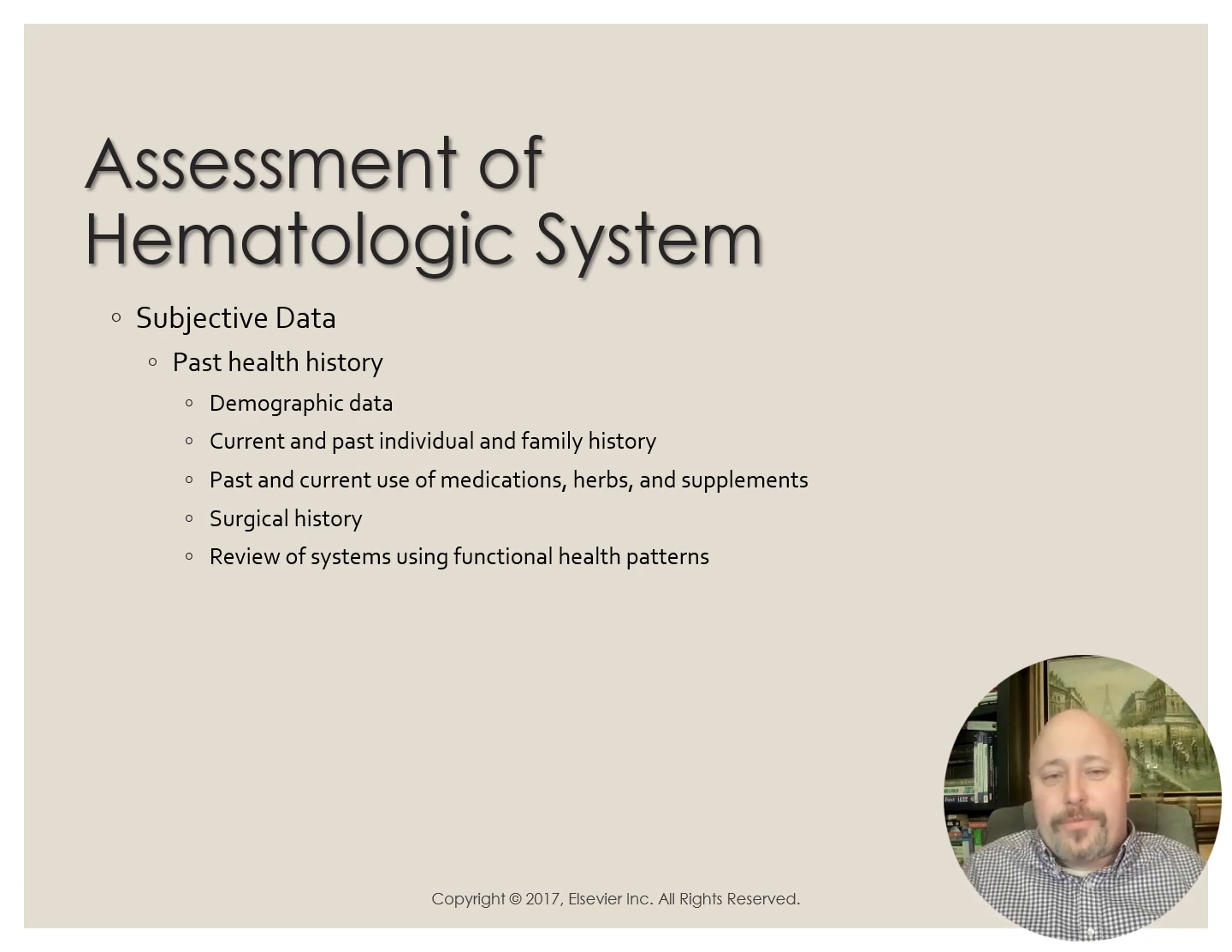A health history for the hematopoietic system consists of demographic data, current health, their past health history, past and current use of medications, surgical history, herbal preparations, and nutritional supplements. That CAM therapy is especially necessary to assess. And this will go along with a thorough family health history, a review of symptoms, and their functional health patterns.